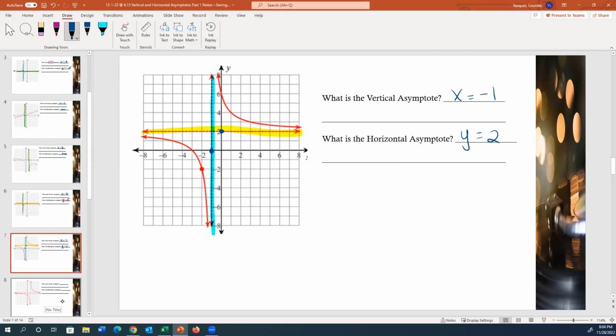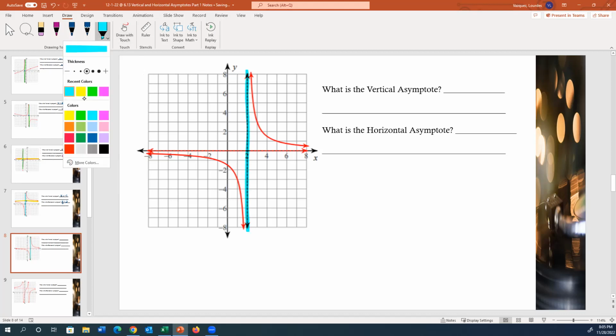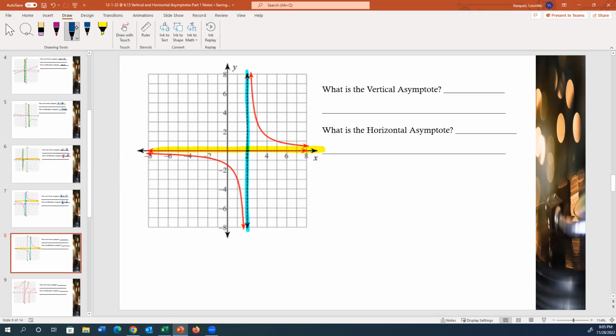Okay. Now, if you want, you could pause the video and try this one on your own and see if you get it right. Okay. So we have a vertical. We have a horizontal. The vertical touches the x at +2, so x equals 2. And the horizontal touches the y at 0, so this is y equals 0.